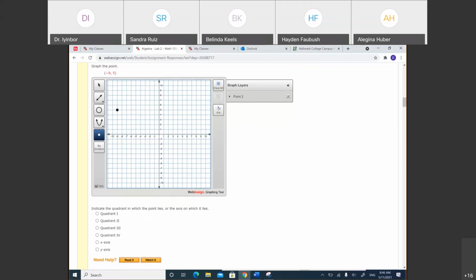Which quadrant is this point? So this point is in which quadrant? First, second, third, fourth. Which one? 2. Quadrant 2. So you're going to click at quadrant 2.